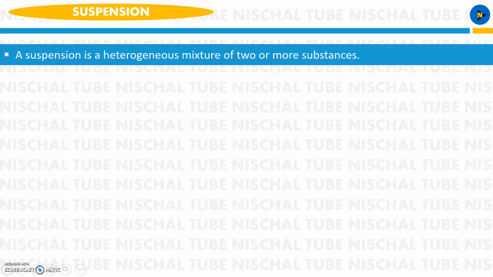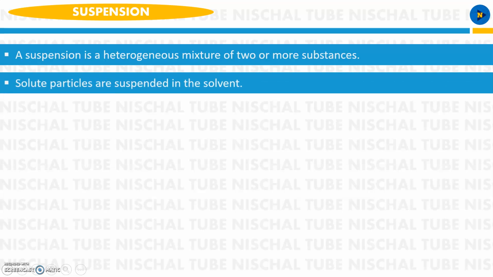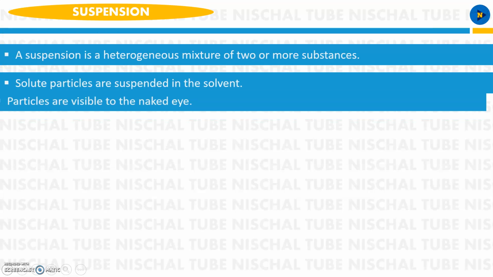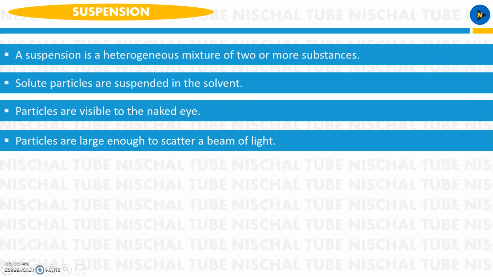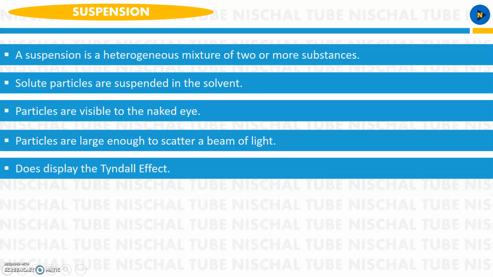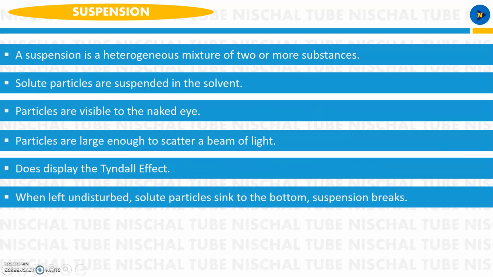A suspension is a heterogeneous mixture of two or more substances. The solute particles are suspended in the solvent, hence the name, suspension. The particles are clearly visible to the naked eye, and they're large enough to scatter a beam of light, meaning that they display the Tyndall effect. When you leave a suspension undisturbed for a while, the solute particles sink to the bottom, the suspension breaks, and we just see a lot of solute particles sinking to the bottom, meaning that it no longer displays the Tyndall effect.